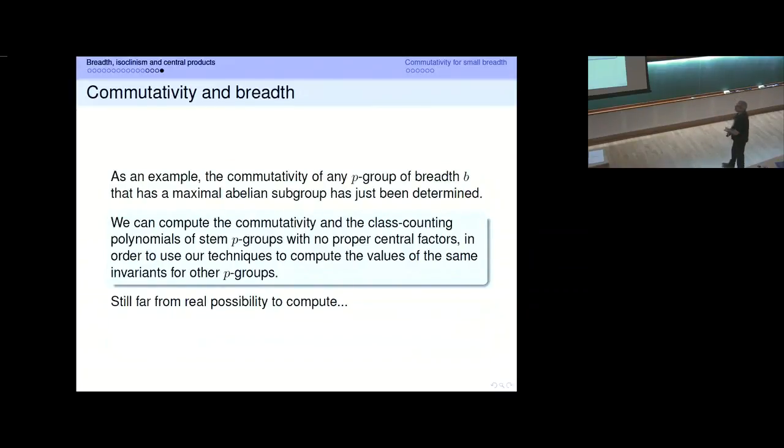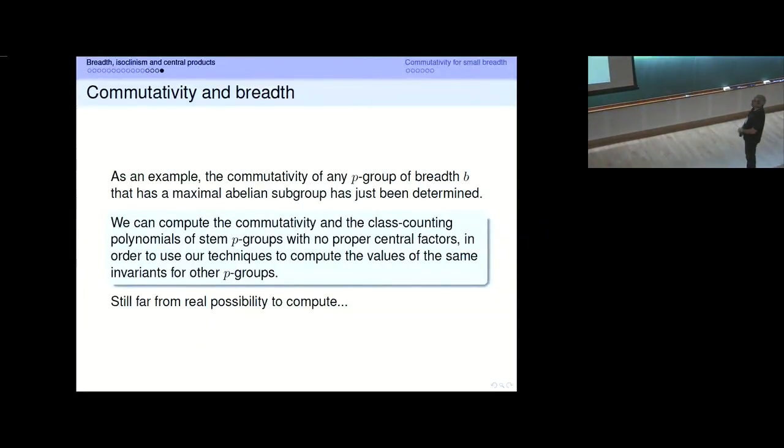Yeah, of course, we just computed exactly the commutativity of a stem p-group that has an abelian maximal subgroup. And can we compute the commutativity exactly of the class counting polynomials as well? I will speak about the commutativity for the sake of clarity, but of course you can compute all the coefficients of the polynomials. For stem p-groups without proper central factors, we can use our techniques to compute the values of the same invariants for every p-group.